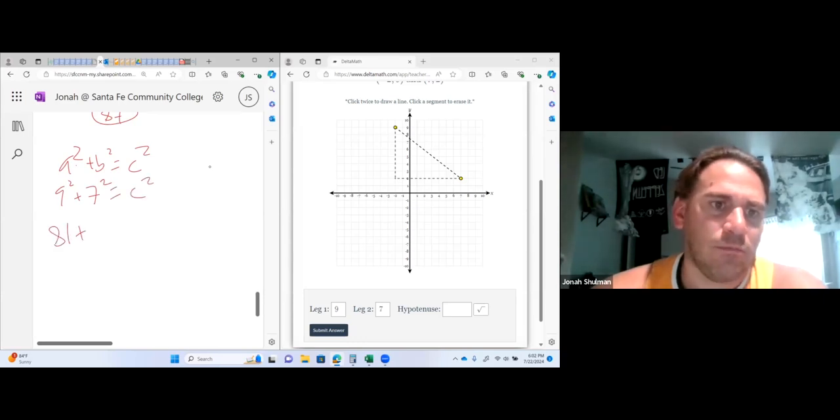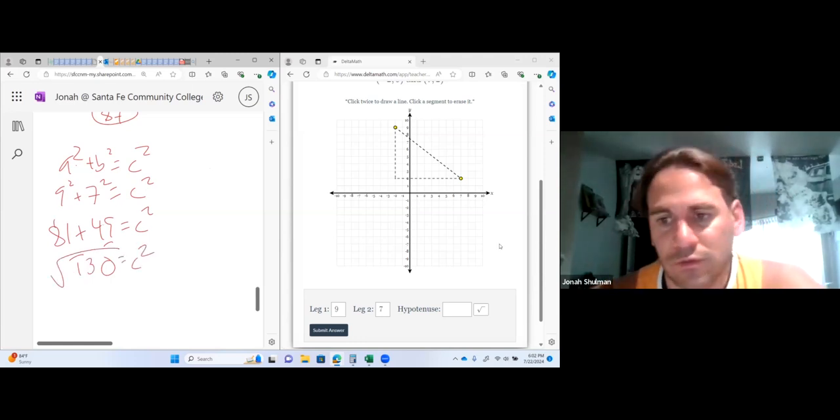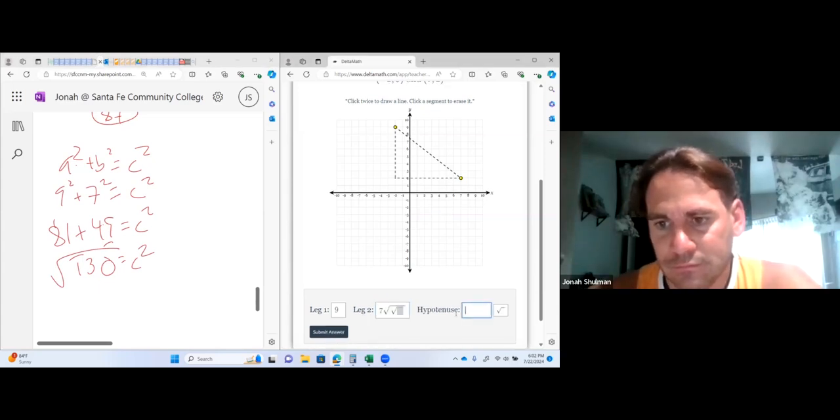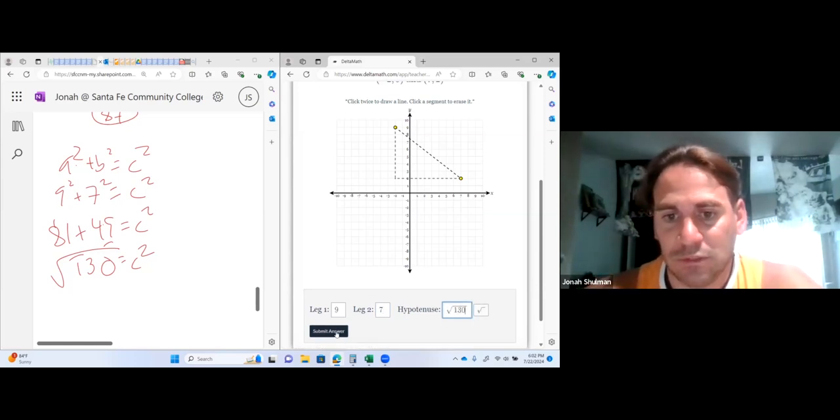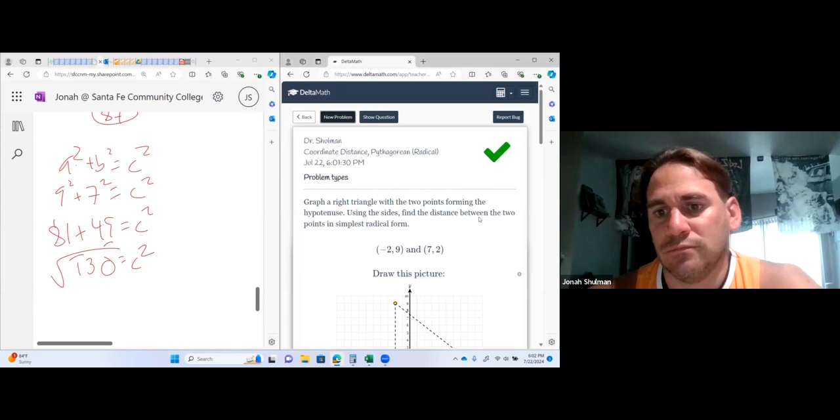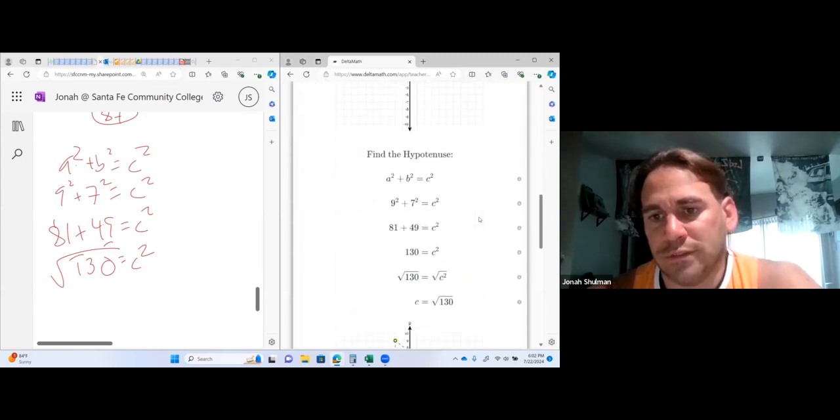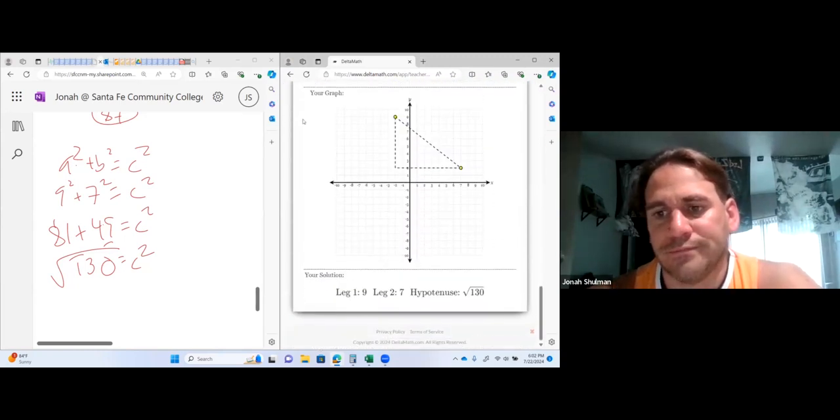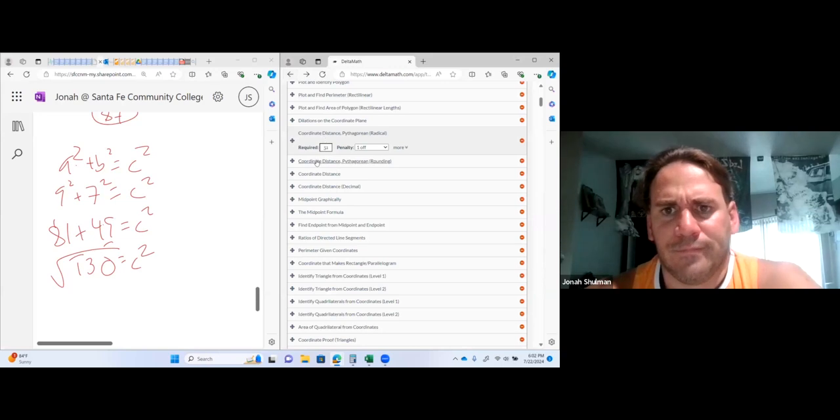The hypotenuse. So 81 plus 49. 9 and 1 is 0, carry the 1. 9 plus 4 is 13, 130. The square root of 130. I'm assuming they don't want me to simplify. Get out of here. I always simplify, but I'm assuming this is what they want for their answer. I called it. All right.